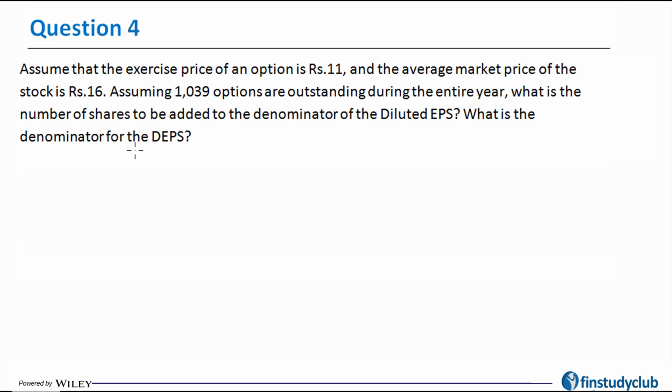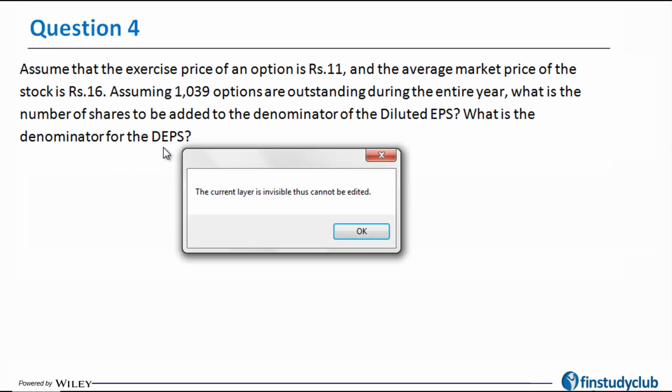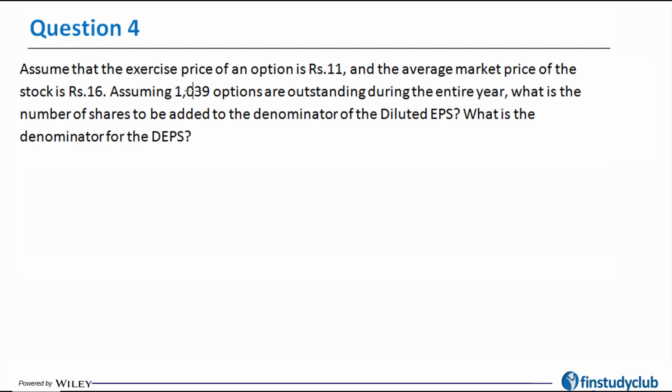Let's talk about another question from earning per share, and this time from diluted earning per share. This question is on partly paid up options, wherein assume that the exercise price of an option is 11 rupees and the average market price of the stock is 16. Now I hope that you guys are practicing the way it should be. Before every question you have to pause the video, attempt it yourself, and then look at the answer. Please don't just watch this video. It will be better if you are hands-on on this particular aspect.